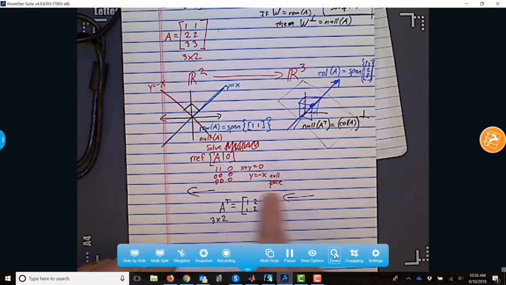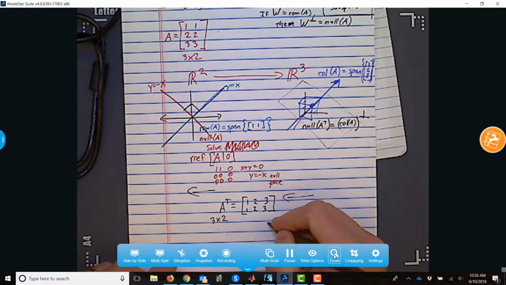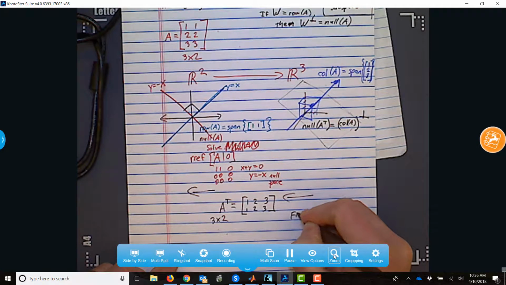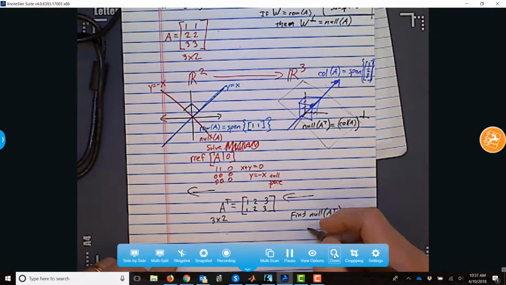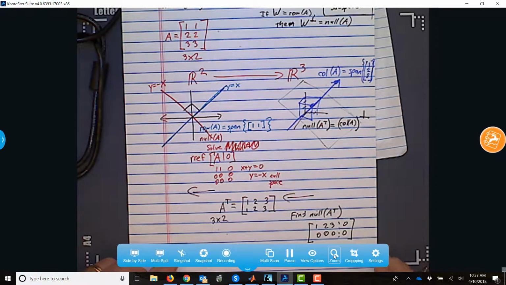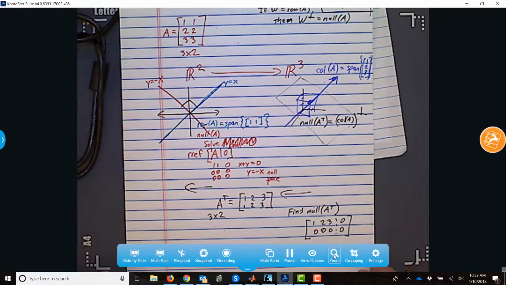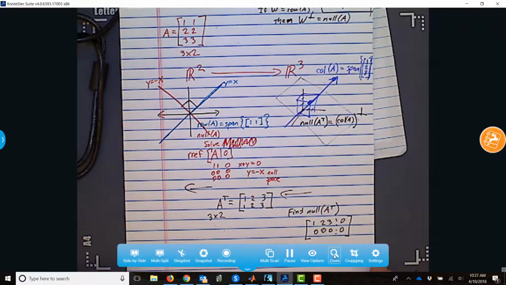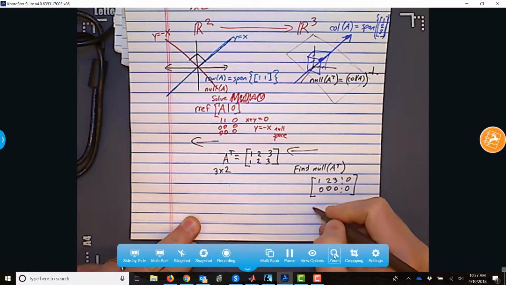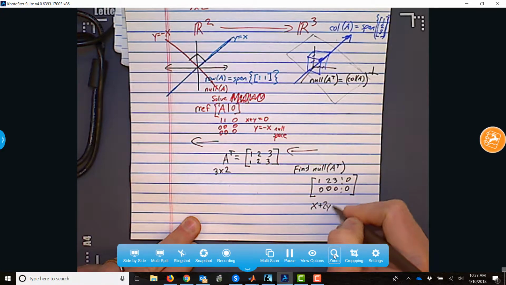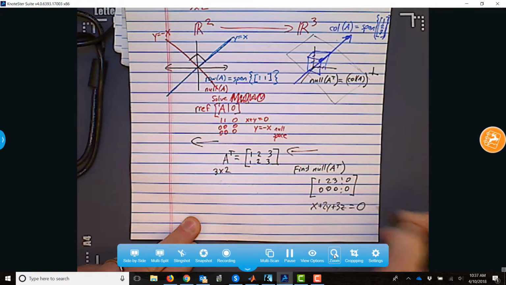And if I said to you guys, find the null space of A transpose, well, what would you do? You would do the same thing. You reduce to row echelon form. So you would have 1, 2, 3, 0, 0, 0, 0, 0. How many free variables would you get this time? You get 2, and that's why you get a plane. What would the plane be? Well, the plane would be x plus 2y plus 3z equals 0.